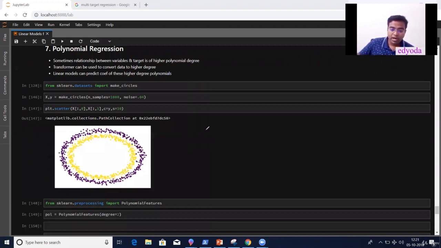So if we have this x and y, and we translate this into x square and y square, then definitely we can predict the equation of a circle, right? If you are predicting the coefficients for this, we are predicting the equation of a circle which separates these two classes. So make_circles is the way to generate this data. By default, there will be two classes, 1000 samples, and noise is 0.4, which is the distribution. And initially I'm trying to plot it.